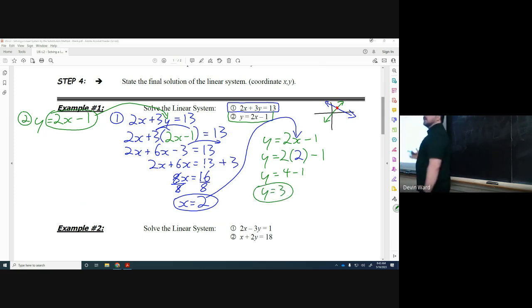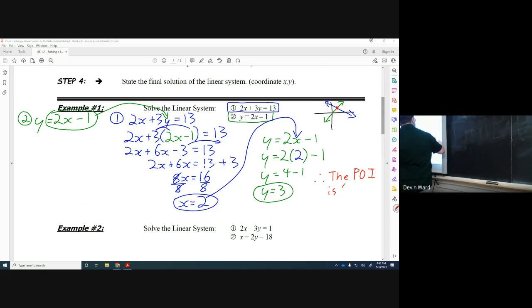Okay, so I have my x, I have my y. The last thing is just to put it into the point form, point coordinate form, okay? So therefore, the point of intersection, my point right there, is (2, 3).